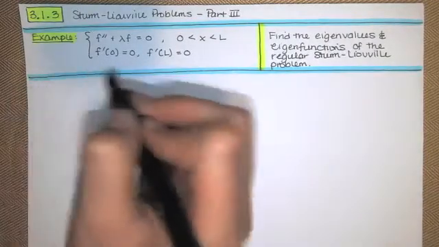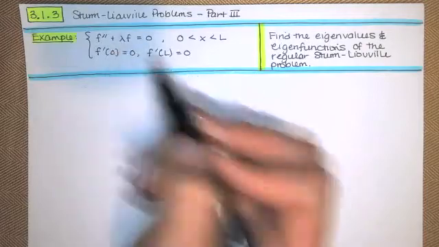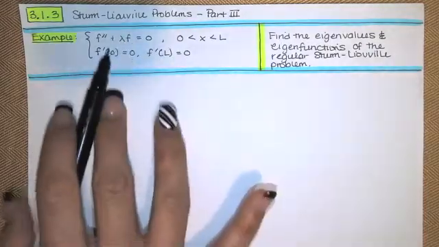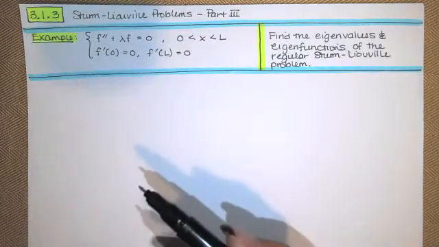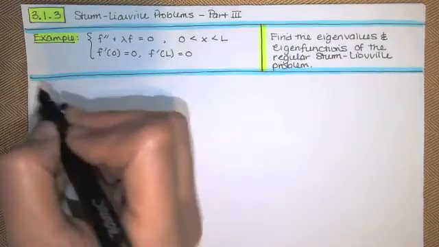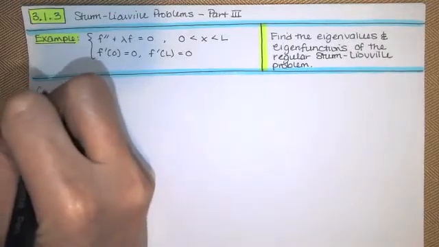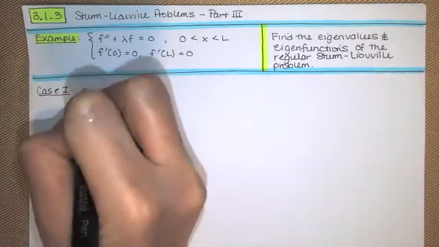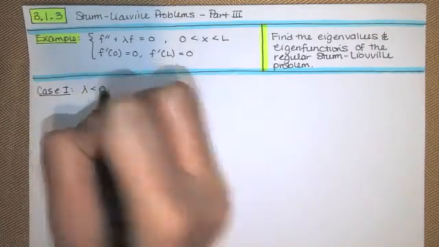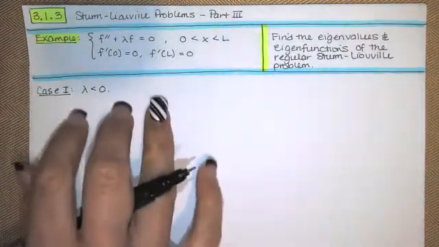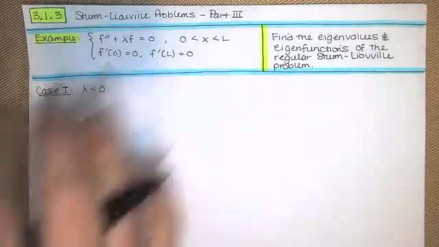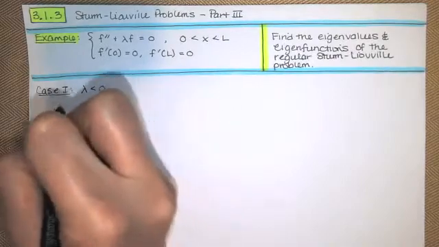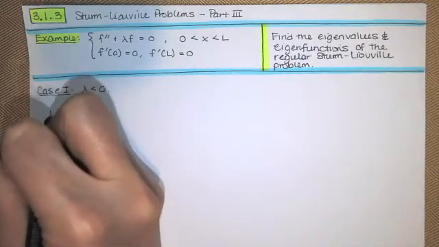Okay, now in order to do that, we tend to look at cases. We tend to think of how the value of lambda changes the solution of this differential equation. So I would start with the case where lambda is negative. You could start with the other cases, it's fine. And then say, okay, well, if lambda is negative, what do the solutions to this boundary value problem look like? Well, in that case, our differential equation would look like this.